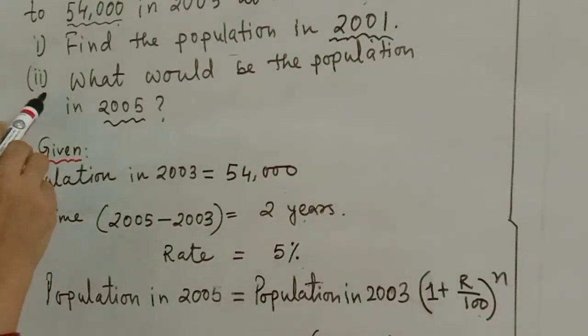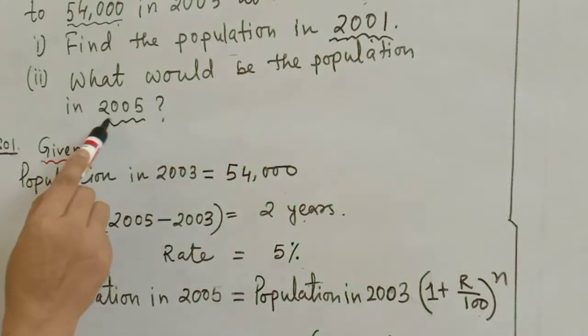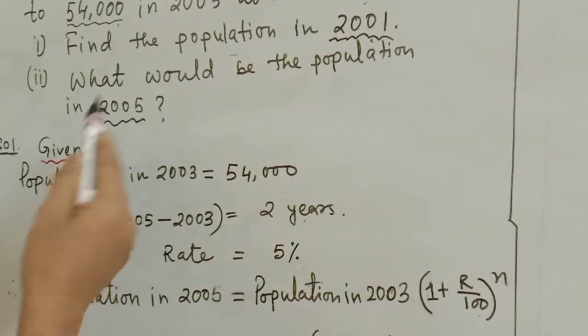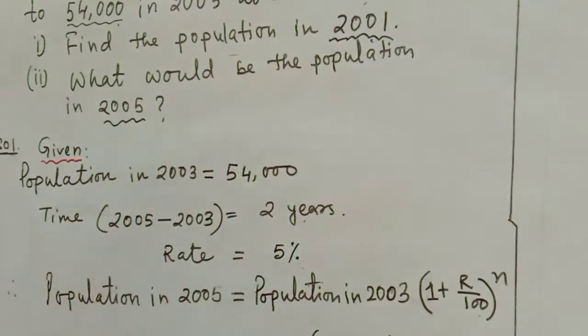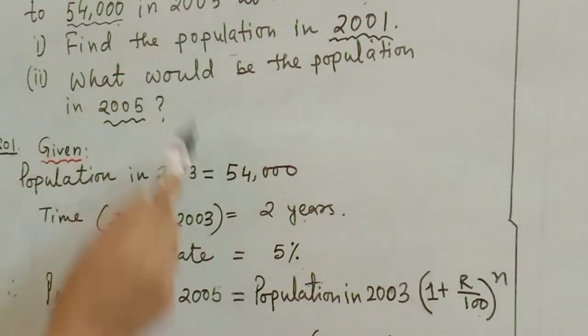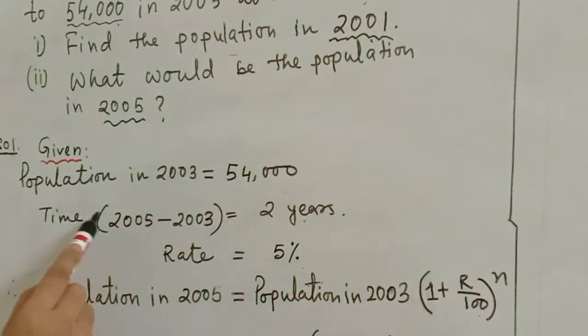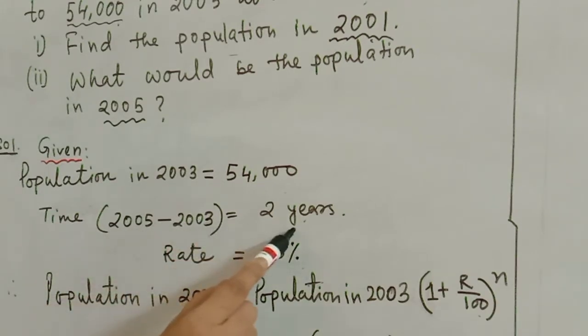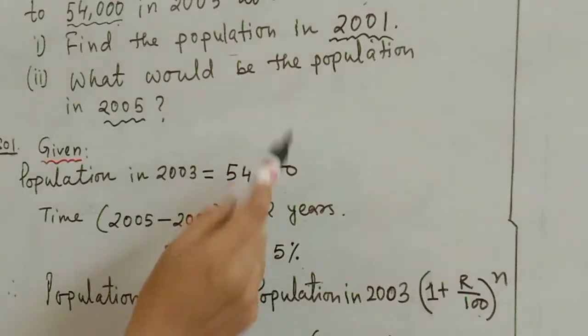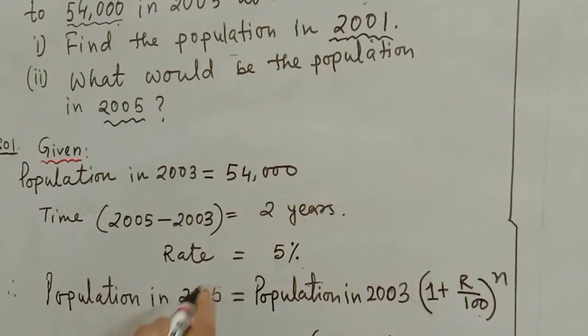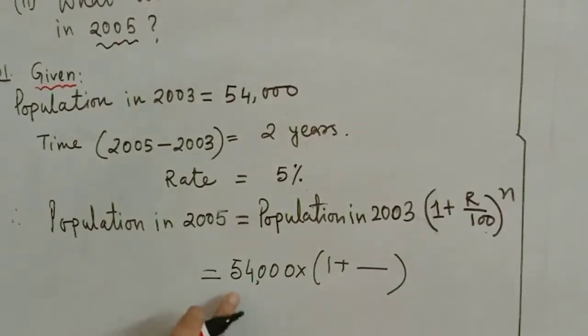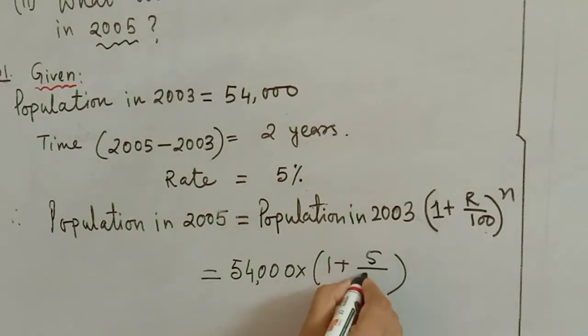Now for the second part, what would be the population in 2005? It will increase again at the rate of 5% per annum. In 2003 the population, we know, is 54,000. The time duration between 2005 and 2003 is again 2 years, and rate percent is the same, 5%. So population in 2005 will equal population in 2003 into (1 plus r by 100) whole to the power n. So 1 plus 5 by 100 whole to the power n, where time is 2.